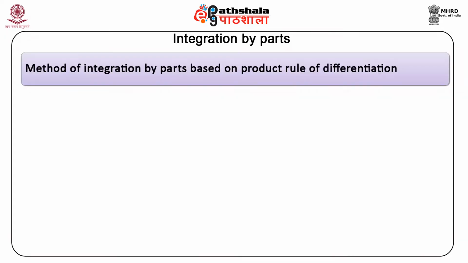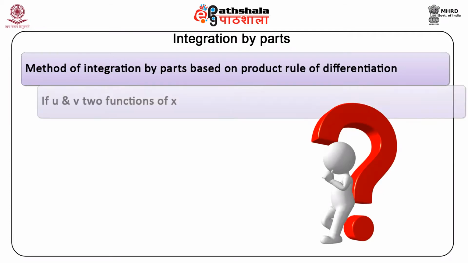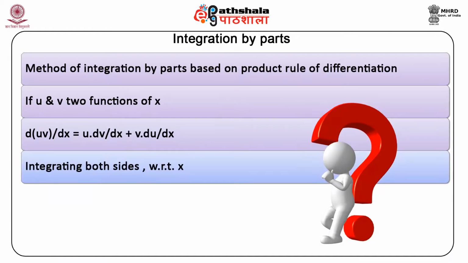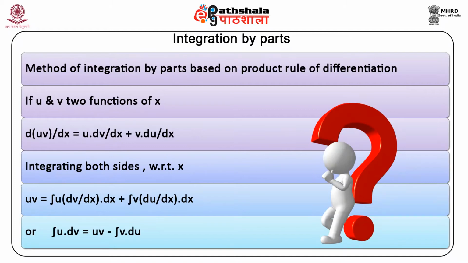The method of integration by parts is based on the product rule of differentiation. We know that if u and v are two functions of x, then d(uv) divided by dx is equal to u dv/dx plus v du/dx. Integrating both sides with respect to x, we get uv is equal to integration u dv/dx into dx plus integration v du/dx into dx, or integration u dv is equal to uv minus integration of v du.